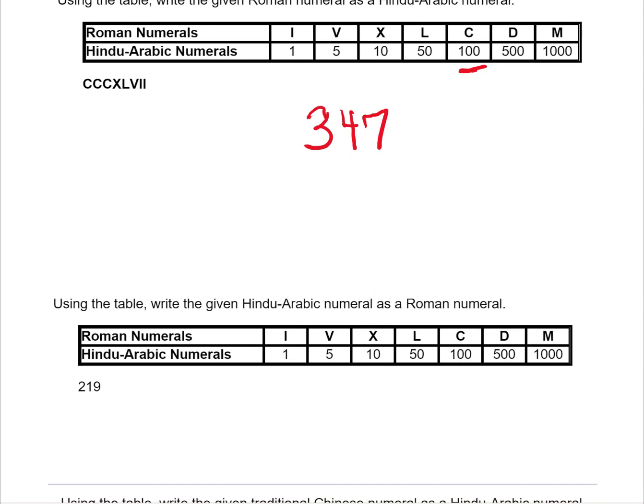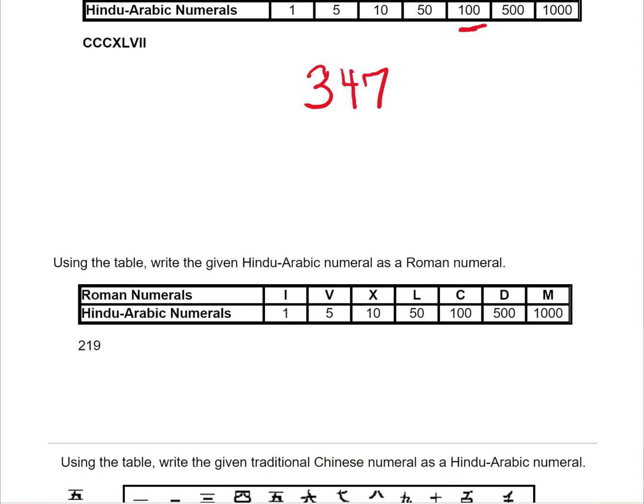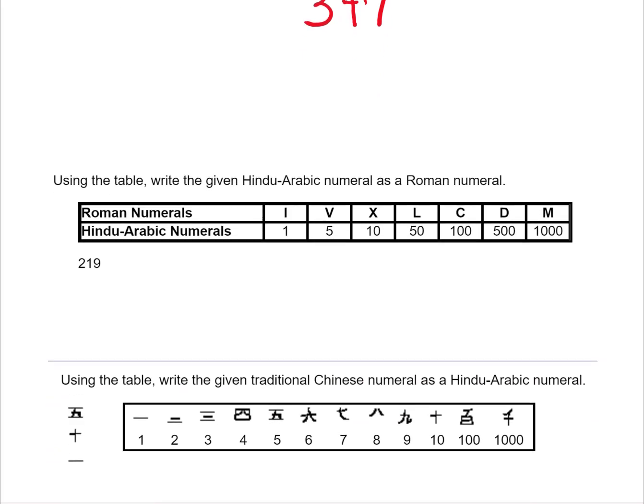And now let's go ahead and take a number in Hindu-Arabic and write it as a Roman numeral. And so we see 200, so we know we need 2 C's. And then we see a 10, so we know that we need an X. And then we see a 9, and we know again we can use that subtraction criterion. We can go IX. And so the number in Roman numerals would be CCXIX.